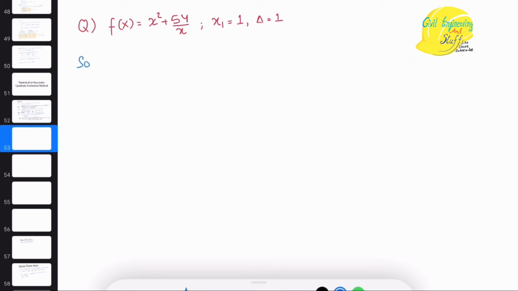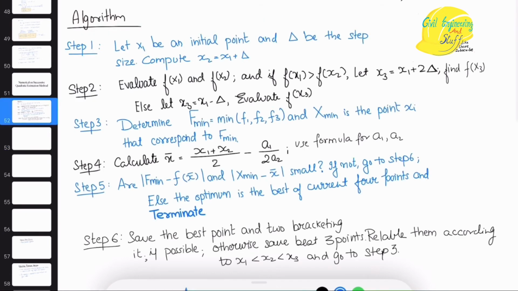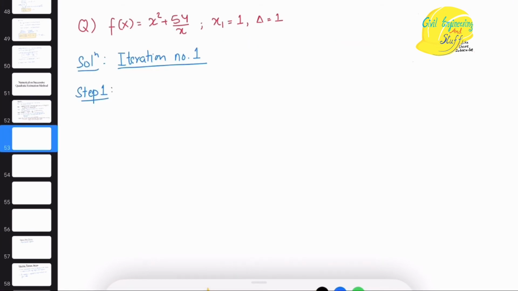So we'll start with our iteration number 1, and we will start with step 1. Let's see what step 1 says. In this step we have to assume a value x1 and the step size delta. But in the question itself we are given the value of x1 and delta, so we need not assume it. Then we have to compute the value of x2, which is equal to x1 plus delta.